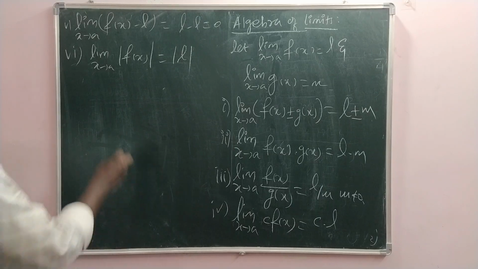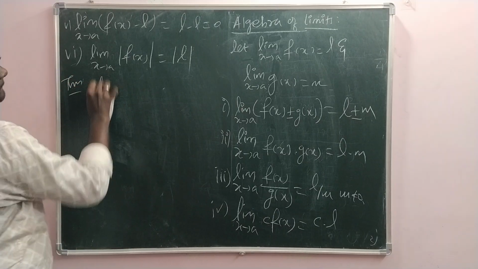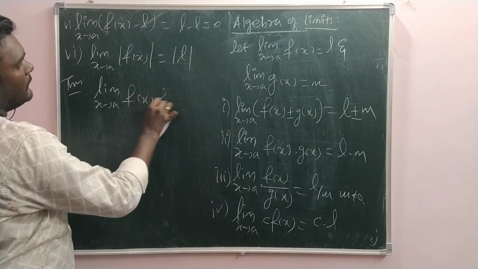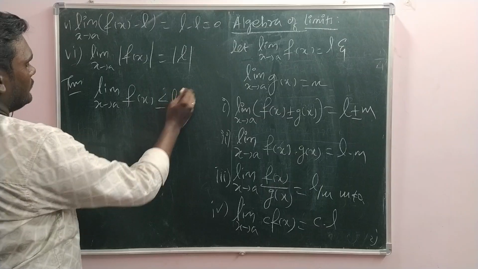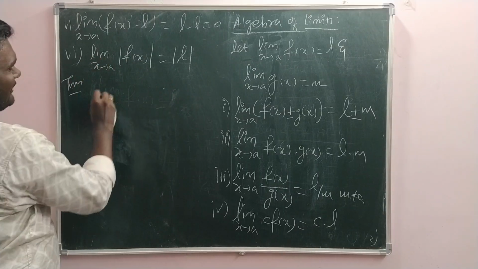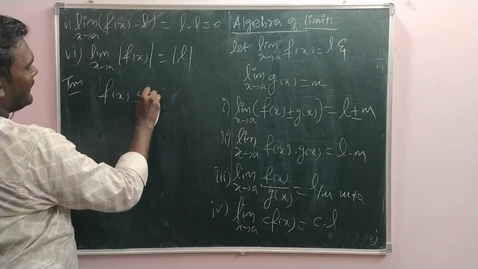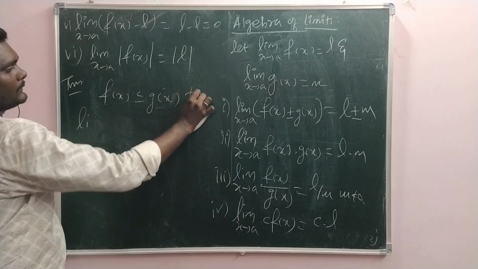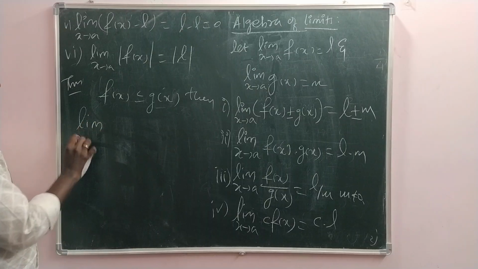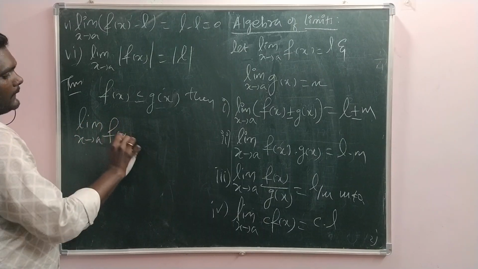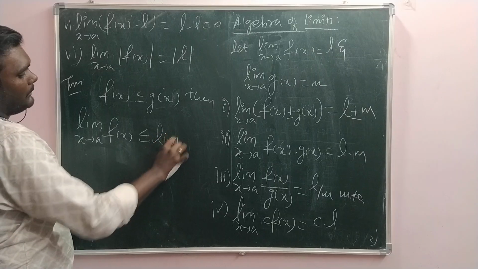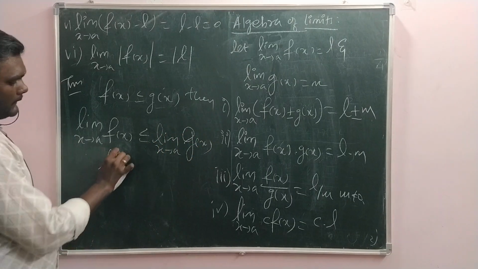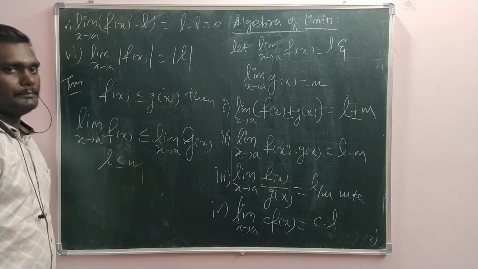Okay. And then some theorems are there. If the function f of x is less than or equal to g of x, then their limits also satisfy: limit x approaches a, f of x will be less than or equal to limit x approaches a, g of x. That means L is less than or equal to M.